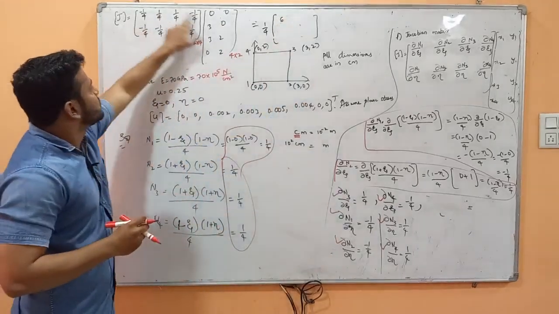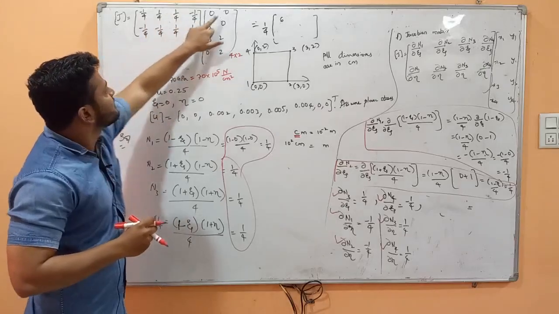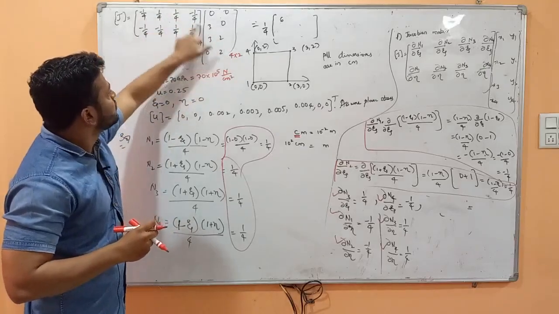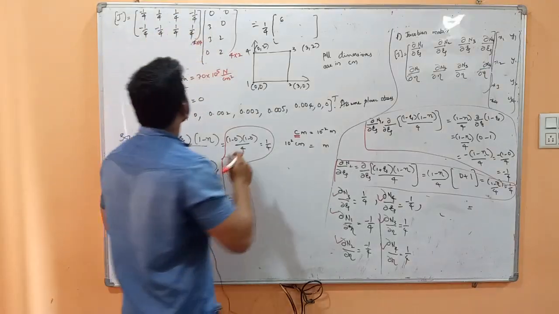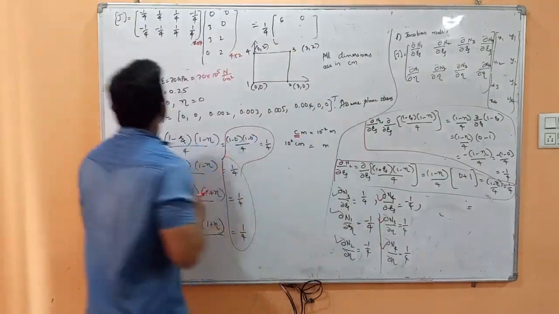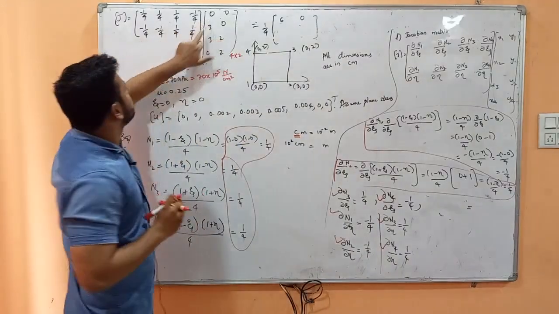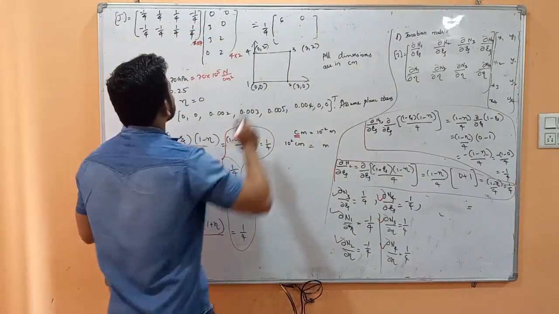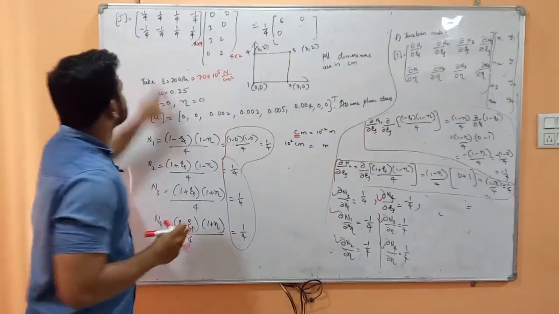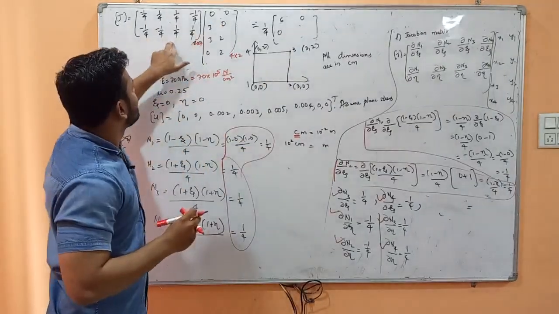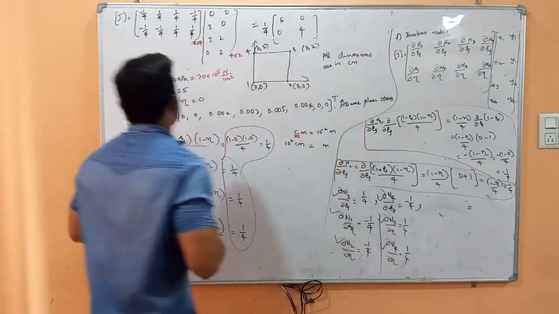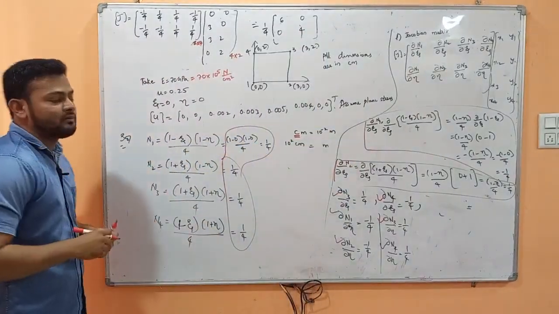Again, first row, second column. So here we have this into this: 0, 0, 1 into 2 is 2, minus 2. So 2 minus 2 is 0. Minus 1 into 0 is 0. So minus 1 into 3 is minus 3, plus 1 into 3 is plus 3. So minus 3 plus 3 is 0. So minus 1, 0, 0, 1 into 2 is 2, 1 into 2 is 2. So 2 plus 2 is 4. So that is the Jacobian matrix.